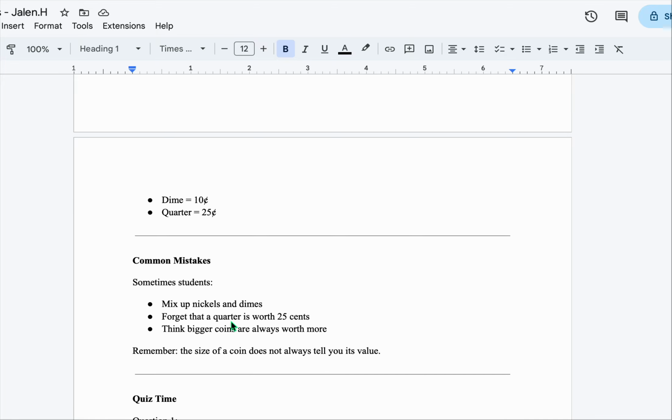So jumping into common mistakes, sometimes students do things like mix up nickels and dimes. They forget that a quarter is worth 25 cents, or they think bigger coins are always worth more, because that's pretty fair. So there's distinct factors. We want to go back into aspects like making sure that we remember whose face is on what, identifying different colors and shapes. I realized with our students, one of the biggest things is the texture and feel.